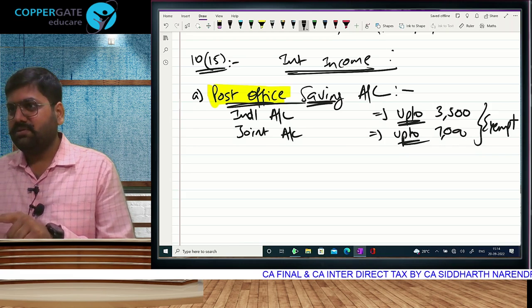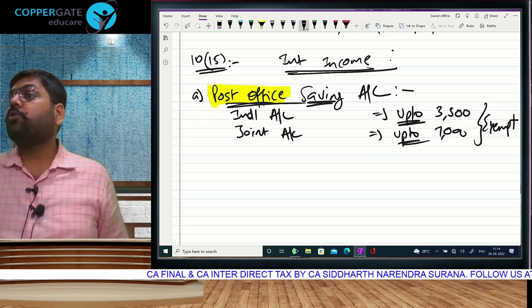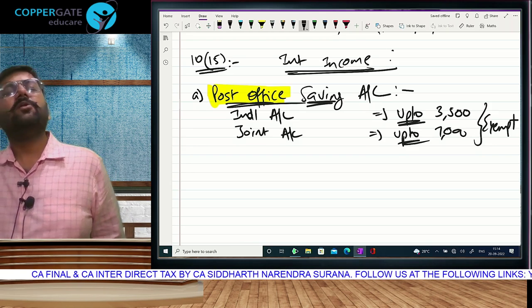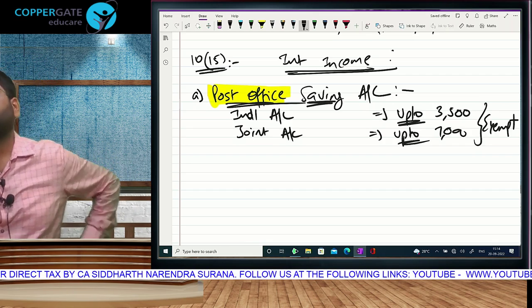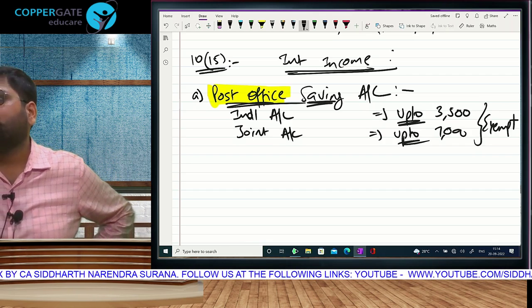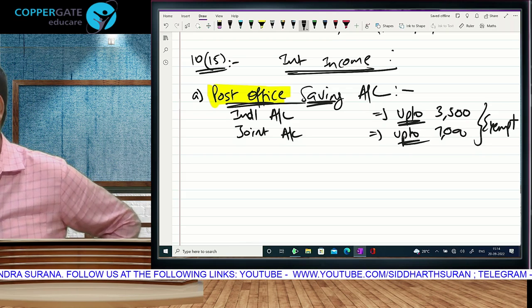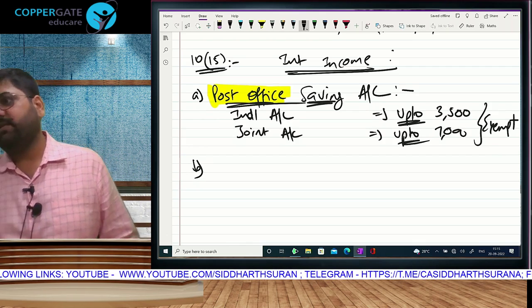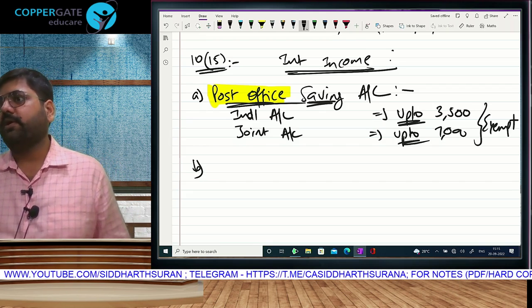बैंक का सेविंग अकाउंट, यू डोंट गेट दिस एक्सेप्शन. बैंक का एफडी, बैंक का कोई भी अकाउंट में यू डोंट गेट दिस. पोस्ट ऑफिस का सेविंग अकाउंट ओनली. इट इज ओनली अवेलेबल फॉर सेविंग अकाउंट. तो यू विल गेट ओनली पोस्ट ऑफिस का सेविंग अकाउंट, इंडिविजुअल अकाउंट में 3,500, जॉइंट अकाउंट में 7,000.